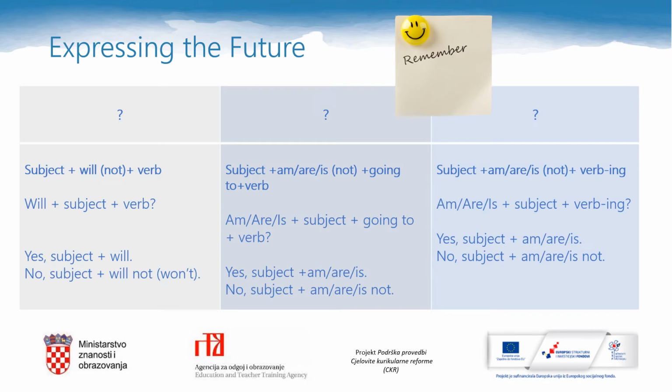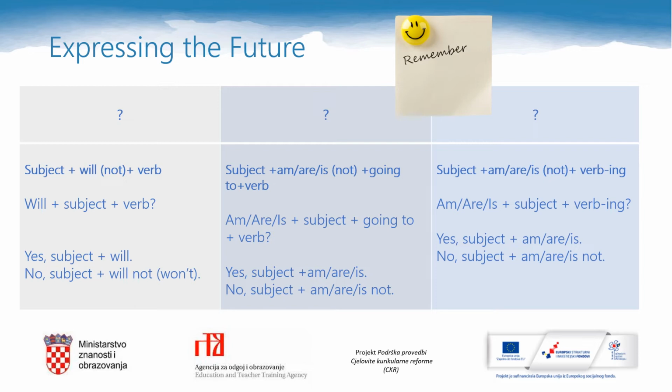When you express the future, there are 3 forms that you use most of the time. You can use subject plus will, or will plus subject to ask. You can use subject plus am, is, are and going to plus verb. Or you can use subject plus am, is, are plus verb ending in ing. Do you know what we call these 3 forms?